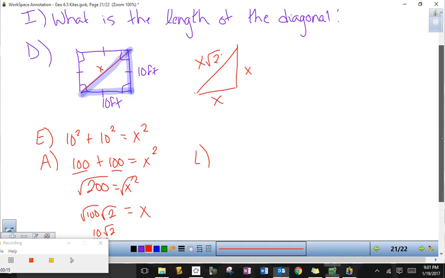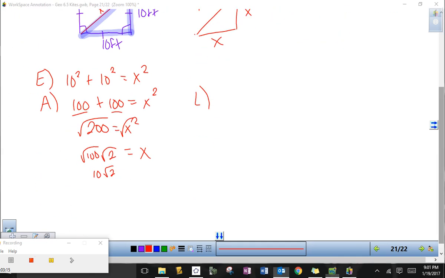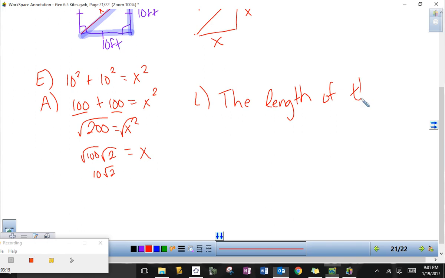Let's see. It doesn't ask for exact or approximate, so if you want, you can give it both. We've got the length of the diagonal is 10 square root of 2, or approximately 14.1 feet.